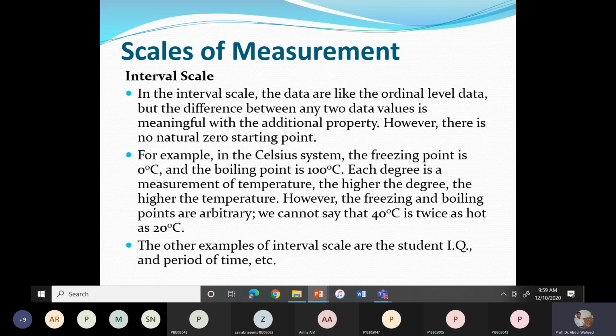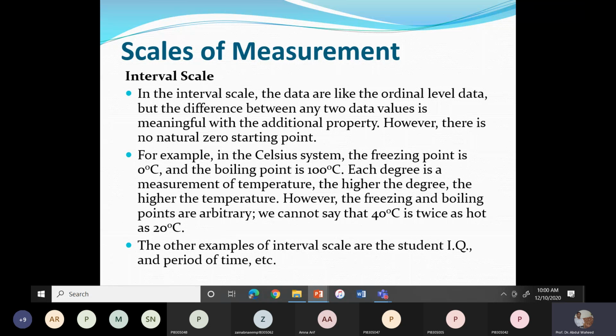Difference is meaningful, but for example, if we say the temperature, boiling temperature is 100 degrees centigrade and freezing temperature is 0 degrees centigrade. So each degree is a measurement of temperature. Higher the degree, higher the temperature. Now the freezing and boiling points are arbitrary. So we cannot say that 40 degrees centigrade is twice as hot as 20 degrees centigrade.